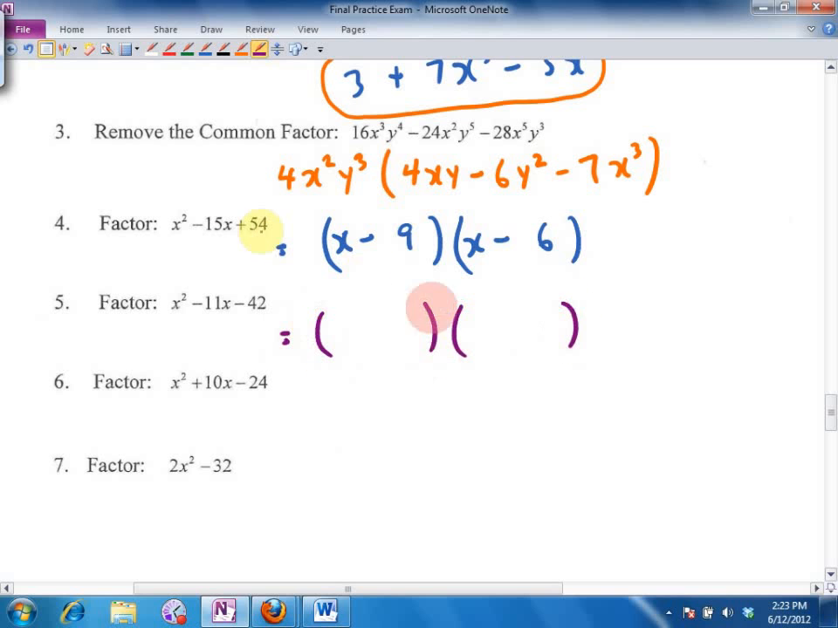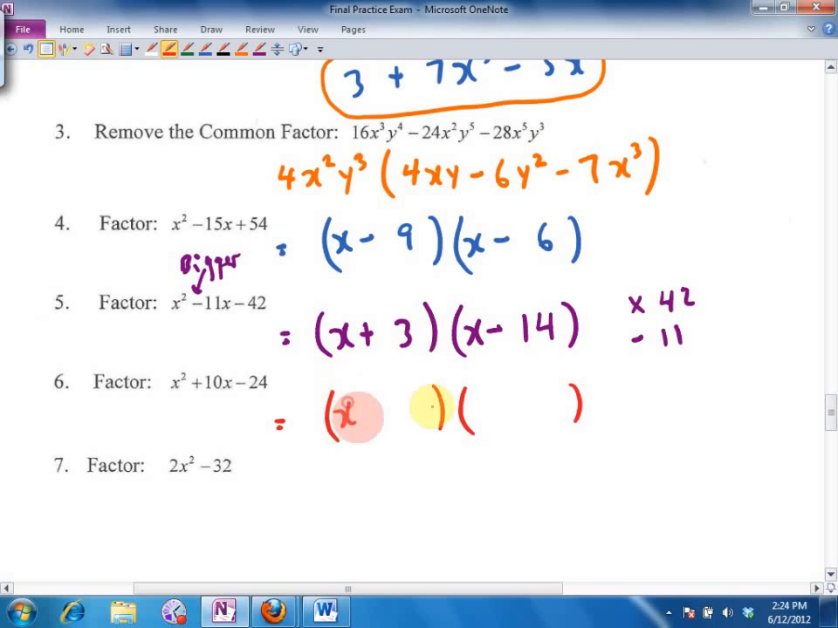Make my brackets. x, x. One's a plus, one's a minus. So you're going to multiply to give me 42. They're going to subtract to give me 11. What are the two numbers? 14, 3. 14 goes where? That's right. The bigger number's negative. There we go. Don't forget, when the minus is at the back, that tells me the bigger number is negative. Okay, next one. Let's do this.